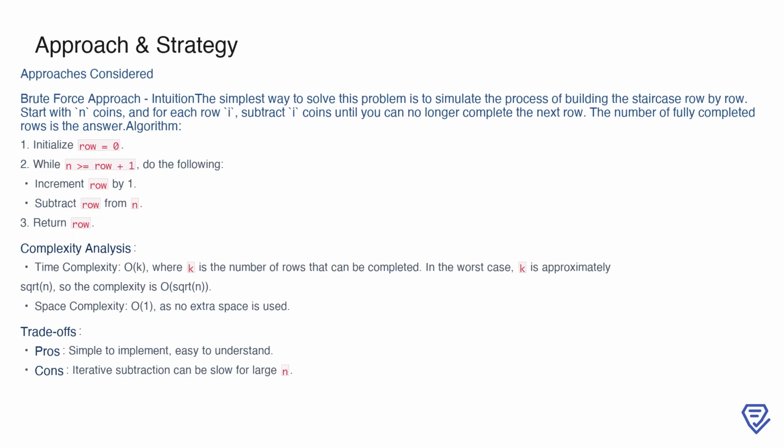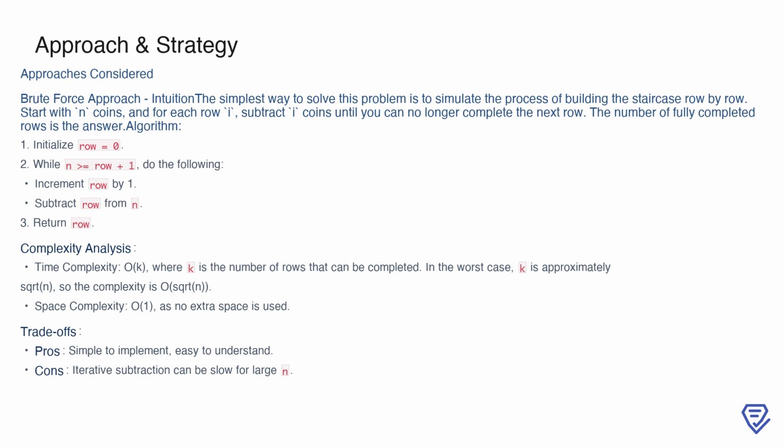To solve the problem of arranging coins into a staircase shape, we can start with the simplest approach, the brute force method. The intuition behind this approach is to simulate the process row by row. Starting with a total of n coins, we attempt to complete each row by subtracting the required number of coins for that row. For example, the first row needs 1 coin, the second row needs 2 coins, and so on. We continue this process until we run out of coins to complete the next row.